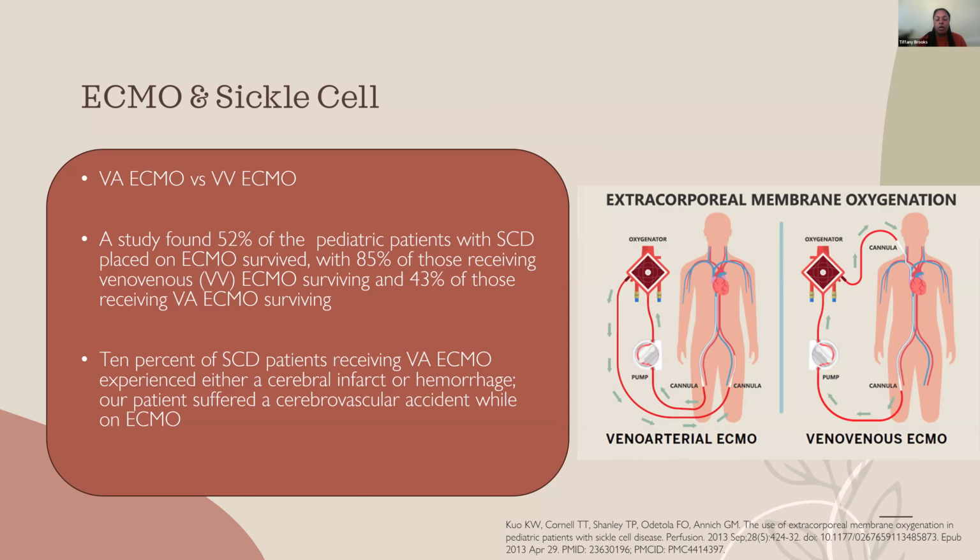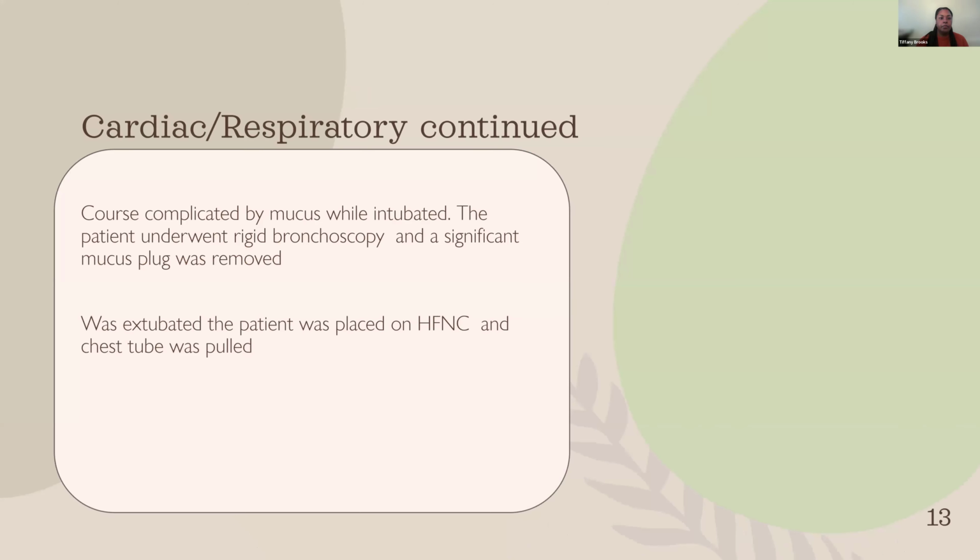Another article also went into common complications with ECMO, including cerebral infarct and hemorrhage in the setting of sickle cell patients. And another study also found that the survival rate was a little bit higher, with 52% of pediatric patients surviving off of ECMO, but it did vary in outcomes in terms of whether VV versus VA ECMO was used. And in our case, VA ECMO was used in our patient.